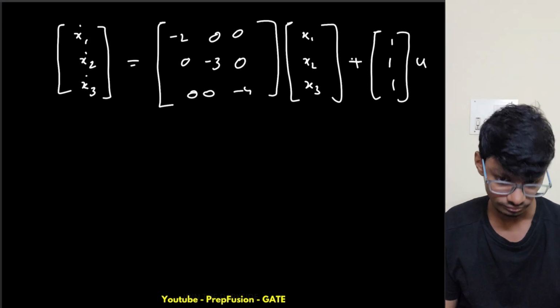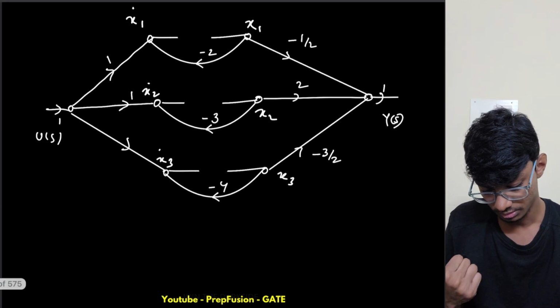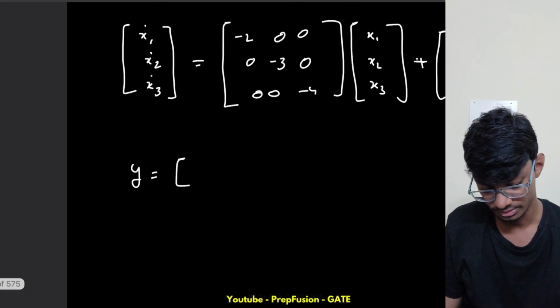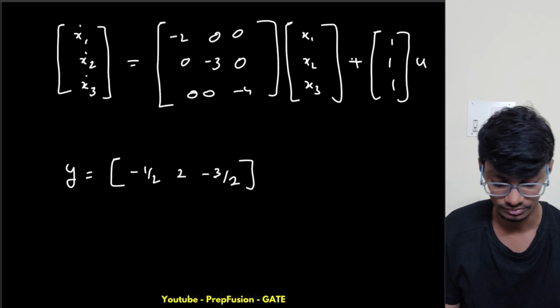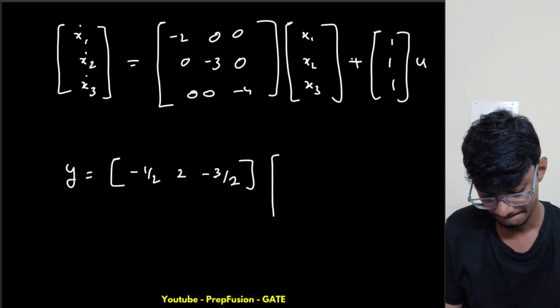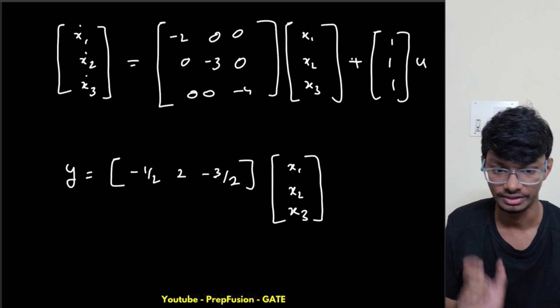u. And then y, what is y equal to? Y equals this, right, minus 2 and minus 3 by 2, multiplied by my x1, x2, x3 only. So this is what my y is equal to.